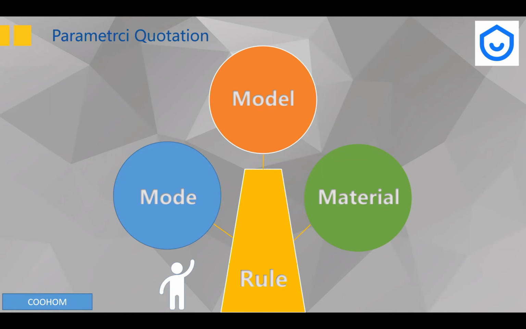So from this tree, you can also say that the quotation rule can be related to the quotation mode, the model category, the material category. So if any of them changes, the price will be changed. That's the logic of how the quotation works.